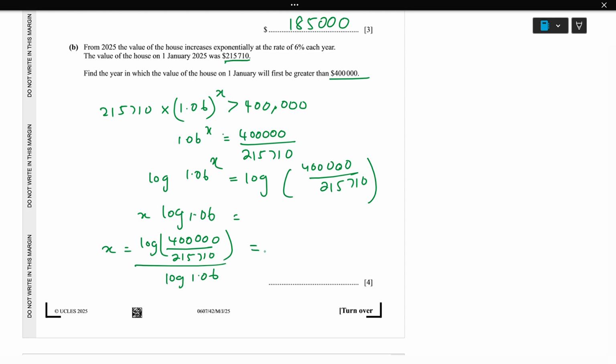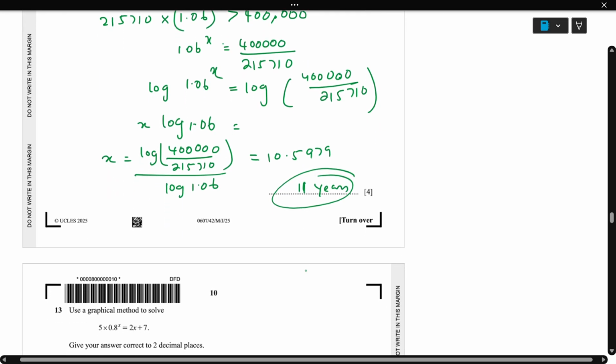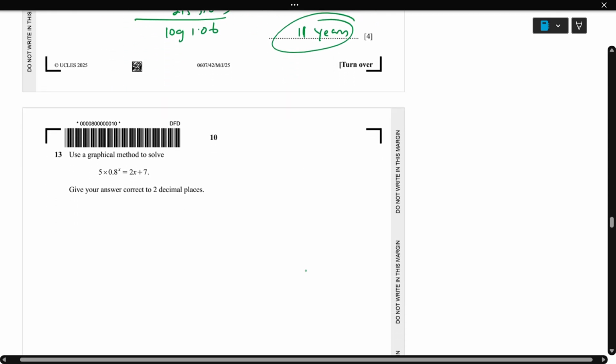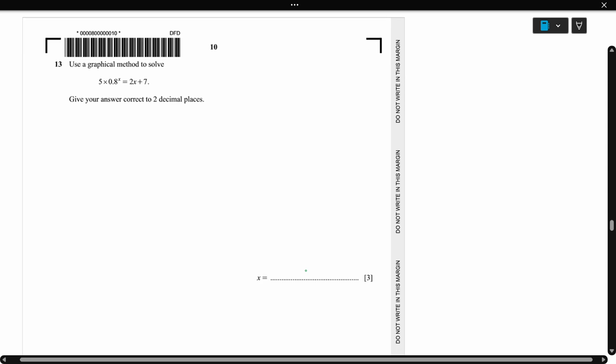So the answer is 10.5979, which is 10 years plus some more. It has to be greater than this amount, so we have to go for 11 years. The answer is 11 years. Because the value is required to be more than 400,000, and we are getting 10.5 something, we cannot take 10, we have to go for 11.